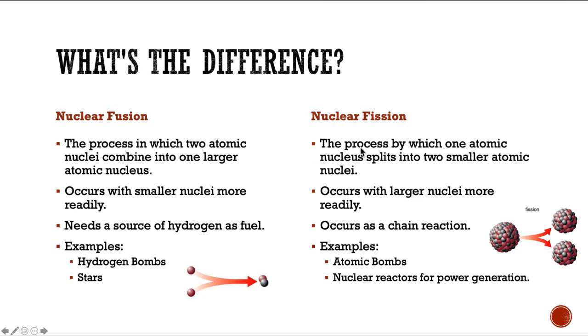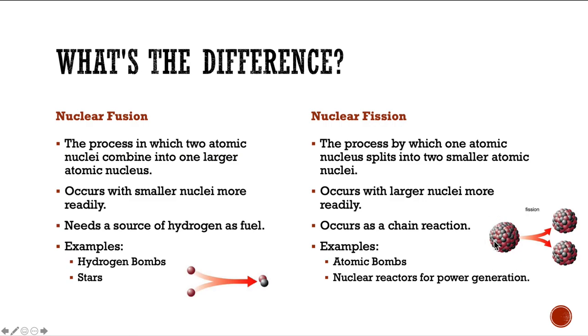And then nuclear fission is the process by which one atomic nucleus splits into two smaller atomic nuclei. So we start with a large nucleus, and on the periodic table, if you're looking where iron is, it's Fe. Anything larger than iron is more likely to undergo fission than fusion. So remember, anything smaller is more likely to undergo fusion. Anything larger than iron is more likely to undergo fission.